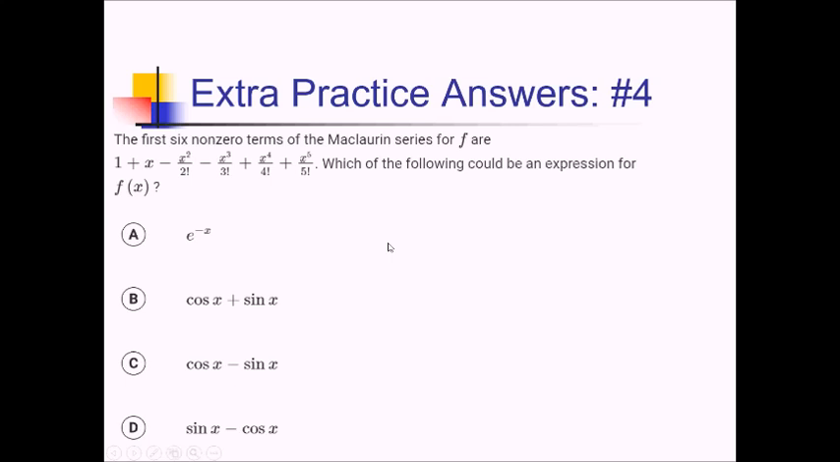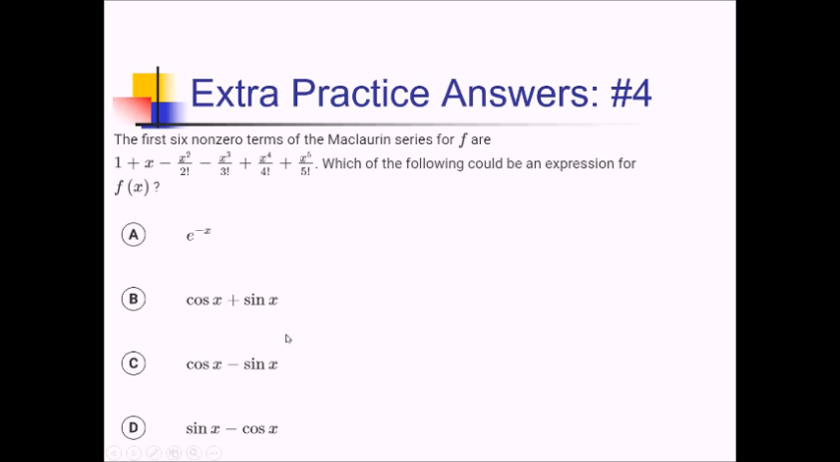For this problem, we're given the first 6 non-zero terms of a Maclaurin series for some f function right here. We want to know which could be an expression for f of x. So this is one of those where you basically have to start trying different answer choices to see which one works. It's kind of a reverse engineer sort of problem.